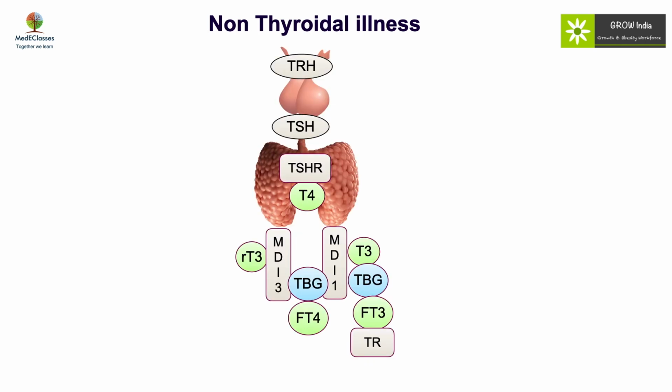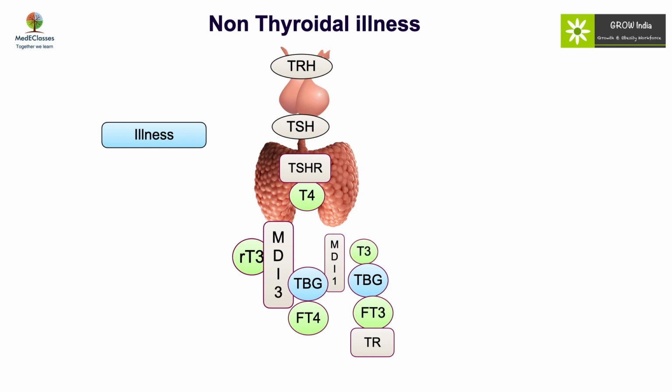A very important thing to remember in the context of thyroid function evaluation in a child who presents to us in an ICU setting is that non-thyroidal illness has a huge impact on thyroid functions. With illness, the body tries to shut off the thyroid because the thyroid wastes a lot of energy. It inactivates the thyroid by increasing monodeiodinase 3. So the inactive form, RT3, increases and the active form comes down.